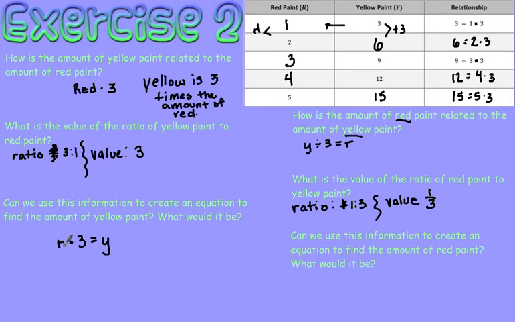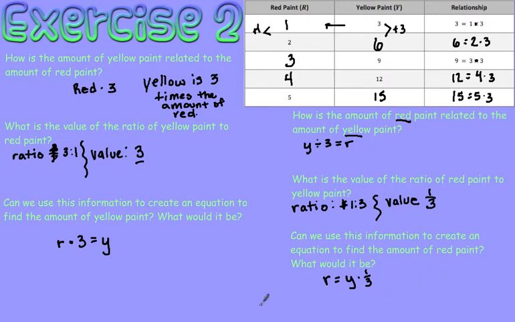Well, before, to find our yellow, we took the other color, red, and multiplied it by our value. But that was the value of yellow paint to red paint. So when you're trying to find which value to use, you have to make sure to look at which ratio value you want to use. In this case, we're trying to find red, so the amount of red would be equal to the amount of yellow we used times the value 1/3.